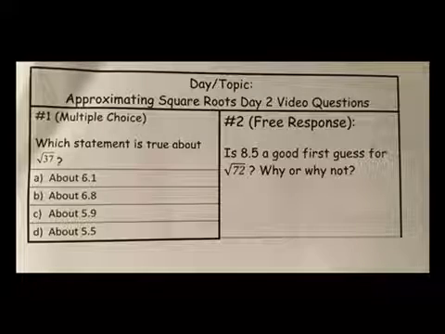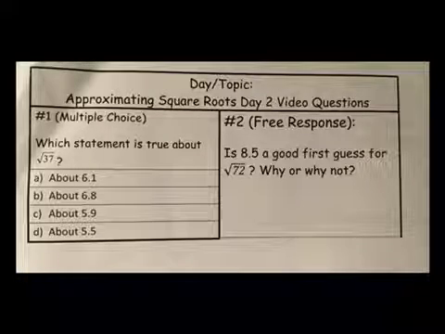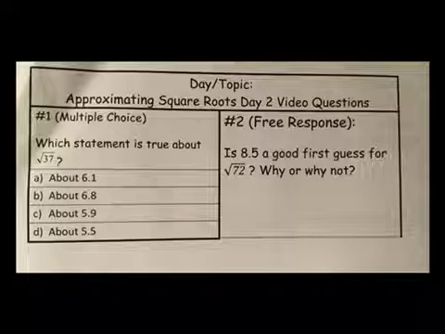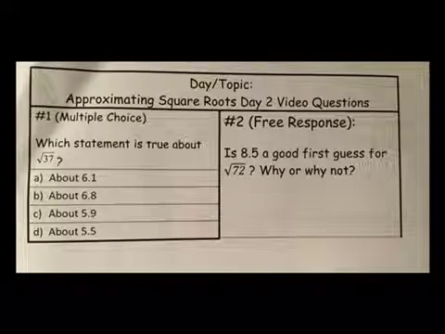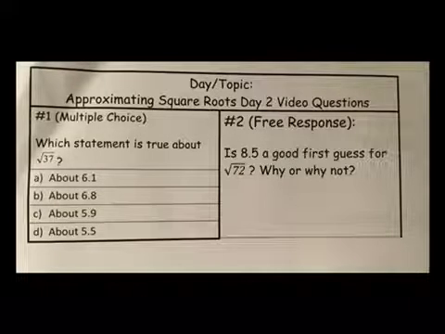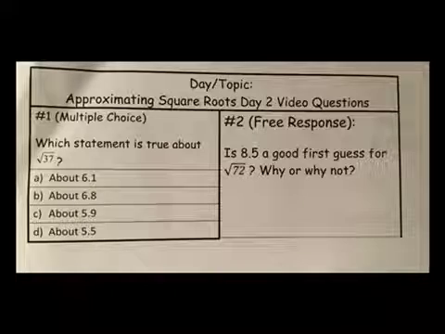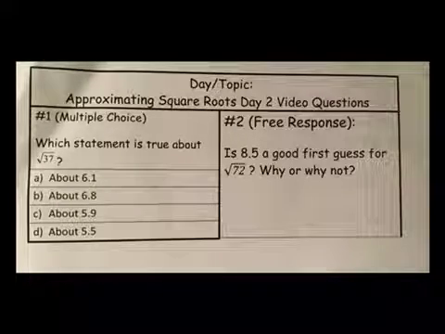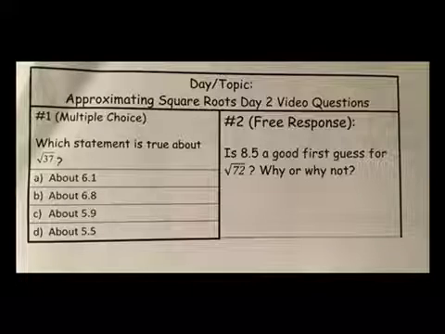And your video questions for today are number 1, multiple choice. Which statement is true about the square root of 37? So for that one, you're going to approximate the square root of 37. And for number 2, for your response, is 8 and 5 tenths a good first guess for the square root of 72? Why or why not? So answer these questions in the Google form, and I'll see you tomorrow in class.